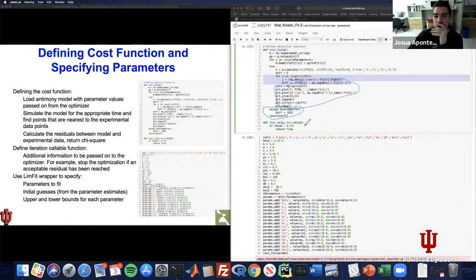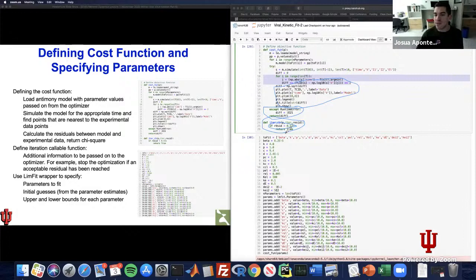So the next function that we define is this function. This was not included in the previous version of this code. This is basically additional information that we pass into the optimizer. What we're telling the optimizer here is that if the total difference between my model and the data is smaller than this value, then we're asking the optimizer to stop.